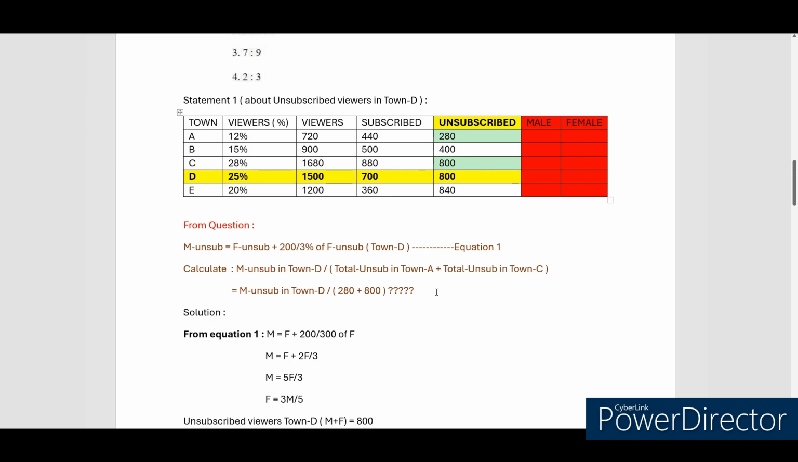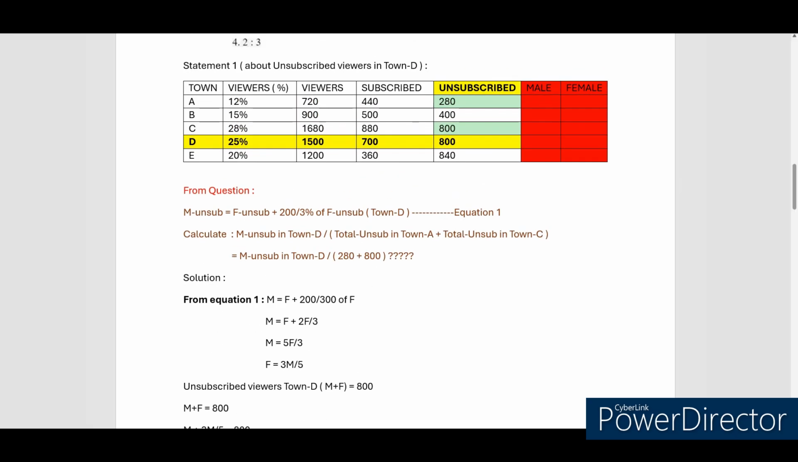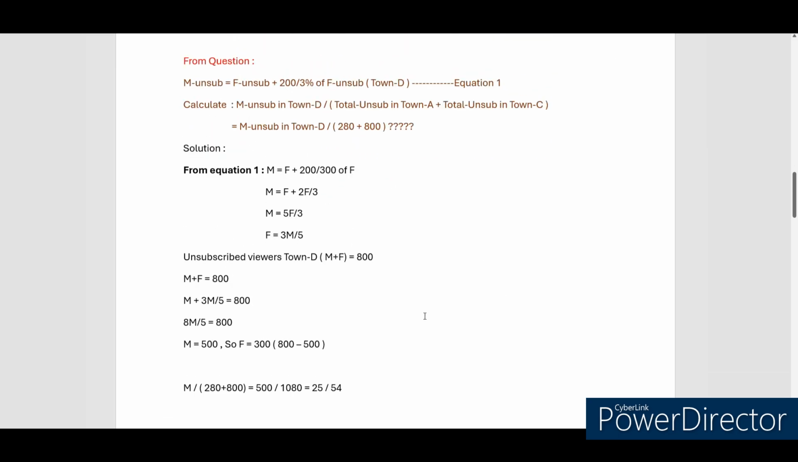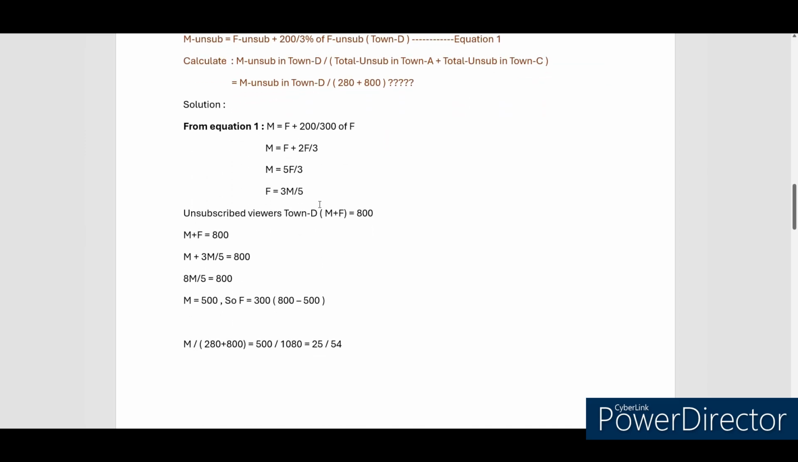Now coming to the solution, from the first equation, that is M unsubscribed is equal to (F plus 200) by 300 of F, right? Because it has become 300 as we have converted the percentage into numbers. If you calculate this, you will get the equation M is equal to 5F by 3, or in terms of F, it will be 3M by 5. Now, unsubscribed viewers in town D, that is both male and female, is equal to 800. That we can know directly from the table. Go to the D column, town D, and see the unsubscribed, that is total 800. So M plus F is equal to 800 and M equal to 5F by 3 or F equal to 3M by 5. Now you can solve this equation very easily.